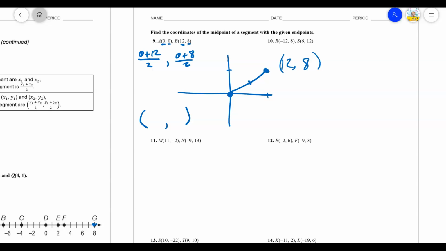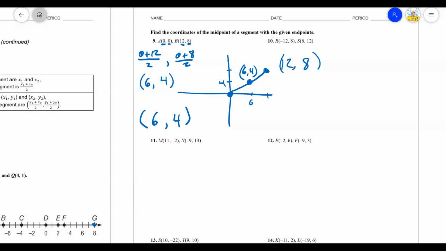So here I would have 12 divided by 2, which is 6. And here I would have 8 divided by 2, which is 4. So that would be my midpoint, (6, 4). If we think about where that would be here on the axis, that should make sense. It would make sense for us to say that that coordinate there is (6, 4). It's in the first quadrant.